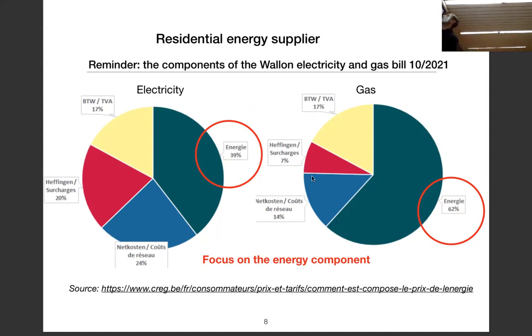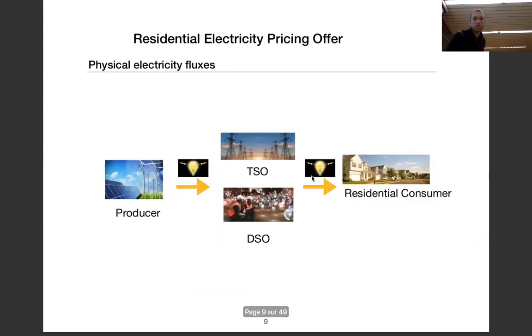What you can optimize is the energy part. And so we will focus on the energy component and see how we can make a fixed offer. In terms of physical fluxes, the energy producer produces energy, it goes to the main grid, TSO, DSO, and then it goes to the consumers.